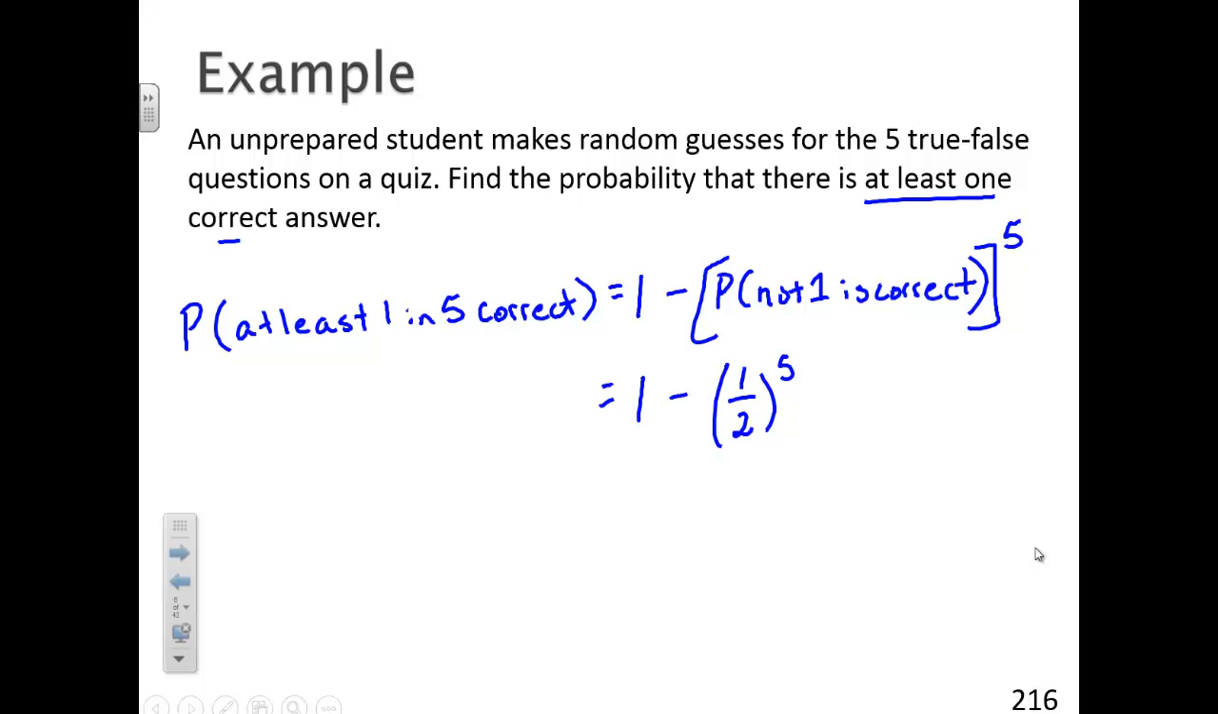Now in this one, just go ahead and you can plug all that into your calculator. The way to do that in your calculator would be 1 minus open parenthesis 1 divided by 2 raised with the caret to the 5th, and that answer is 0.969. You can turn that into a fraction if you'd like using the math fraction function. If you turn that into a fraction, you should get 31 over 32.